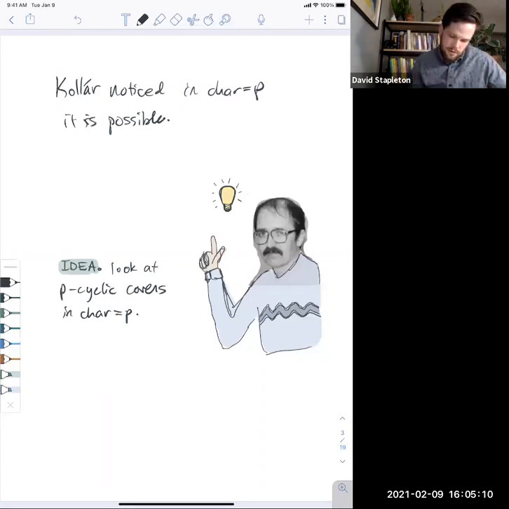So I just wanted to spend a few minutes talking about where these forms arise, because in some sense, this is the surprising aspect and the input to geometry that you get in characteristic p that you don't have in characteristic 0.